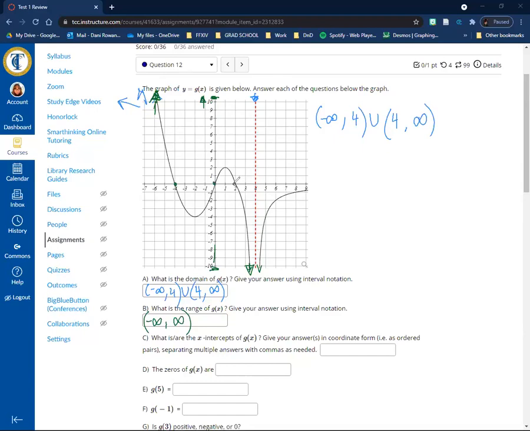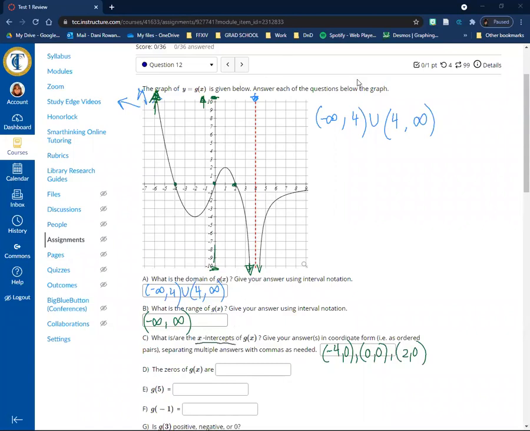What's important to note about x-intercepts? Someone said they're ordered pairs. Yeah, they're ordered pairs. So this is actually (-4, 0), (0, 0), (2, 0). And remember, that's if they ask for the x-intercepts.